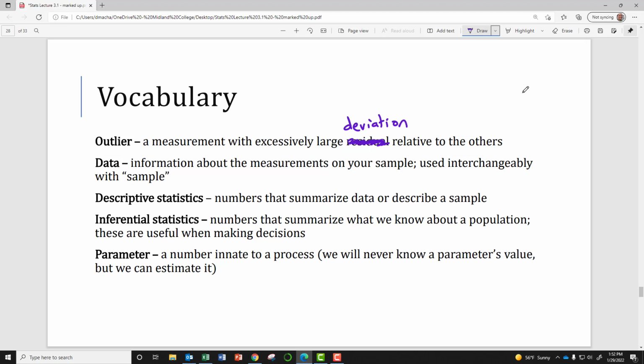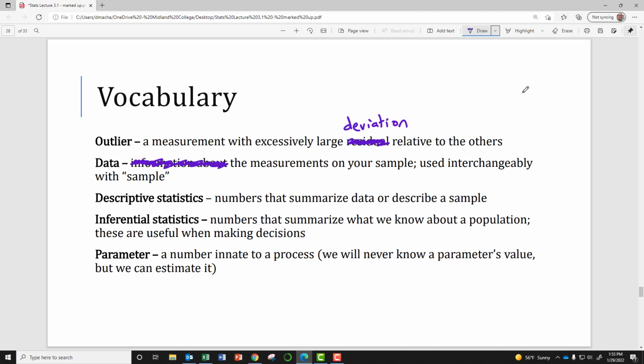Data is information about the measurements on your sample, so used interchangeably with sample whenever you actually have the data, or you could just say it's the measurements on your sample that you take. Descriptive statistics are just numbers that summarize data or describe a sample. So what we've been talking about is descriptive statistics, right? If we talk about the mean or the median or the mode, these are all descriptive statistics. And there's other descriptive statistics that we'll talk about in the next video.